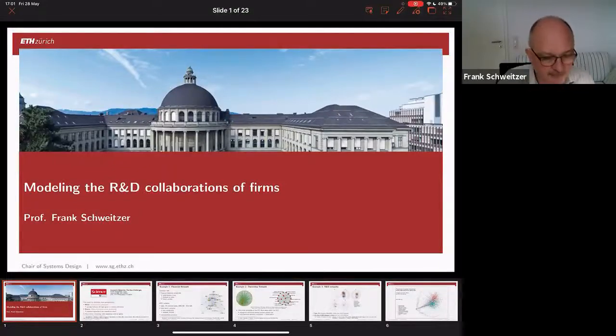How this is a good example to see how agent-based modeling can meet empirical data. Yeah, and the techniques that I introduced today can also be used to simulate other collaboration networks. We have, for example, papers where we model the collaboration of scientists in writing publications in the very same way as we model the collaboration of firms.